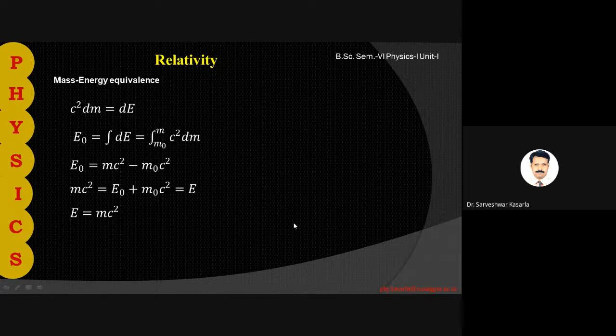In the next lecture we'll see the effect of the velocity on momentum, or say we'll derive an expression for the relativistic momentum.